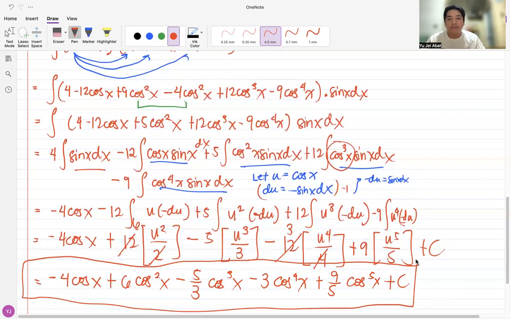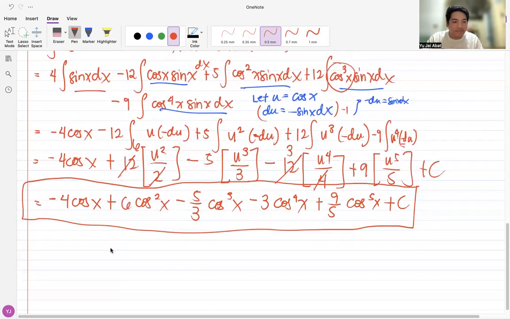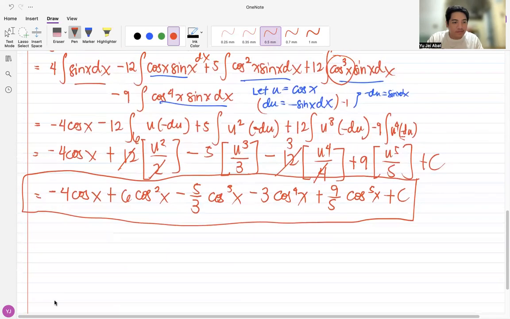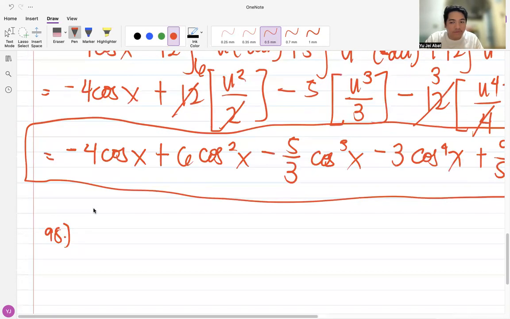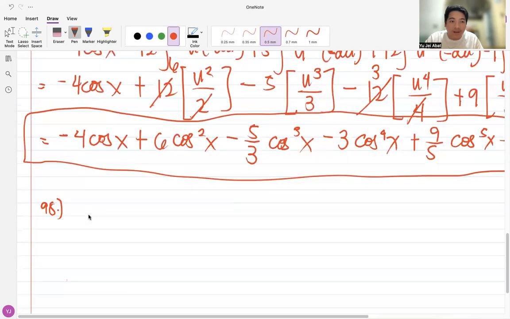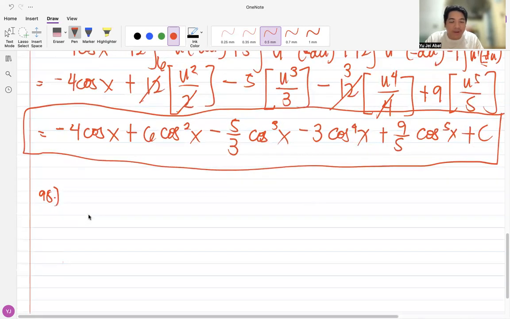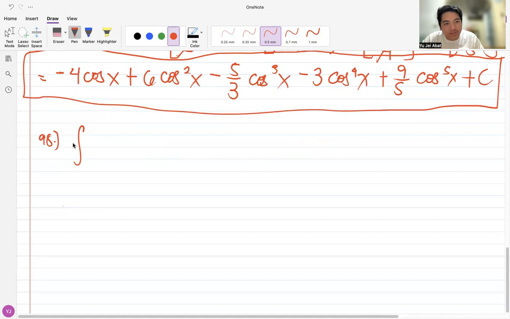Okay, so that's a long one, but I hope you're learning it. You are trying your best to understand it. So let's go on to another one, number 98, for our part 15 of double integral, 1001 integrals. So I'm planning to solve still 900 more problems.